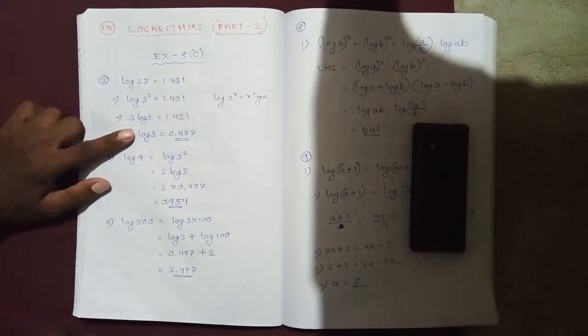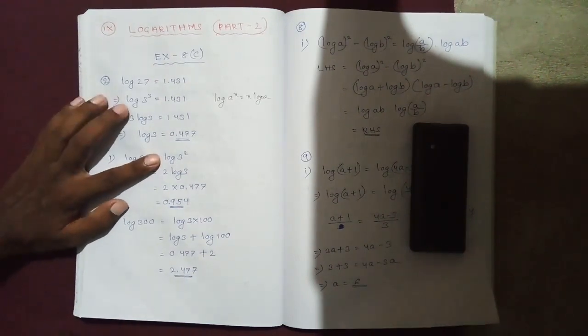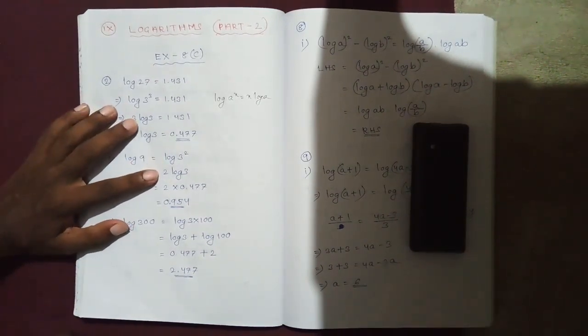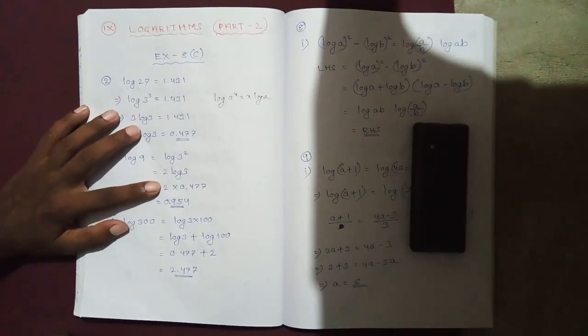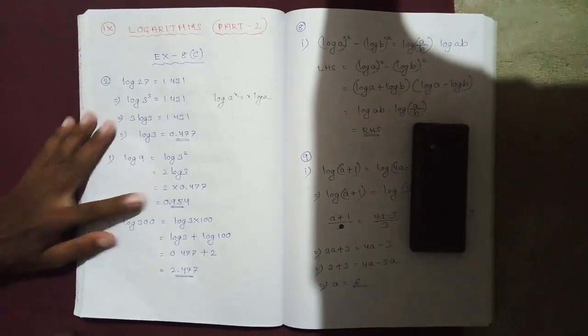Now let us move to the first bit, that is log 9. Log 9 is equal to log 3 power 2, which is 2 log 3, again using the power law of logarithm. Now 2 into 0.477 will give us 0.954. So this is the value of log 9.